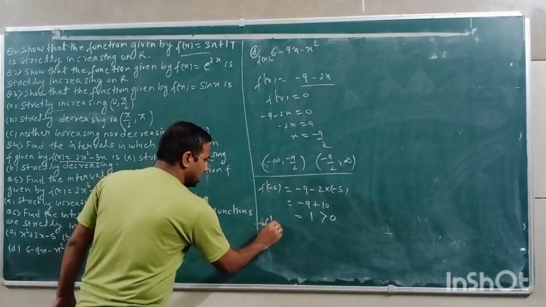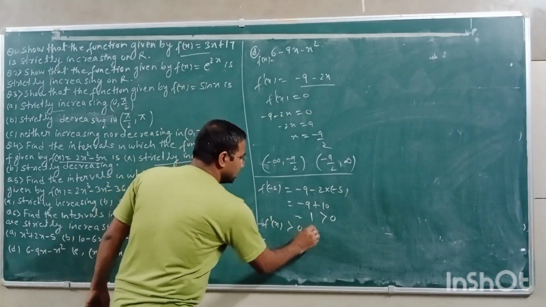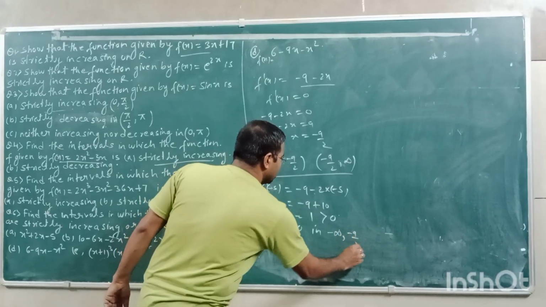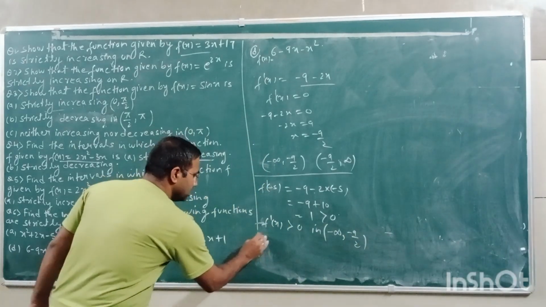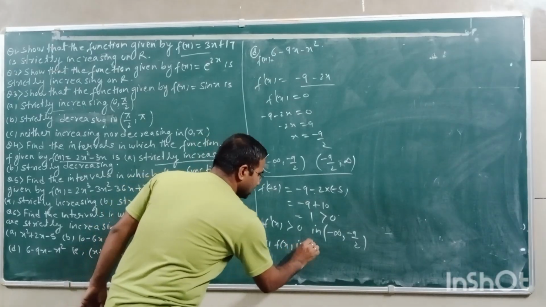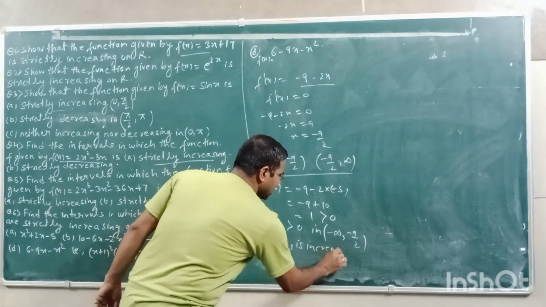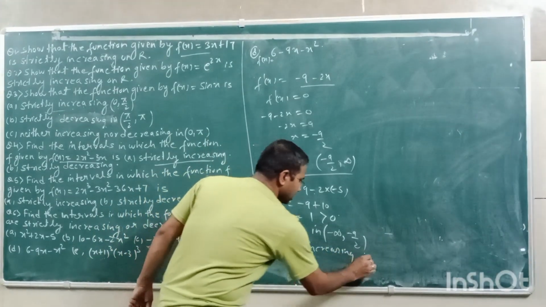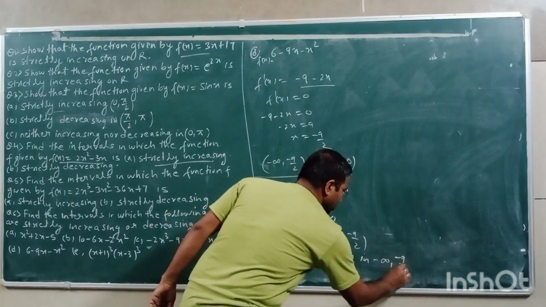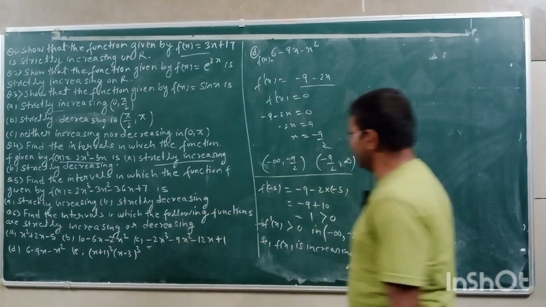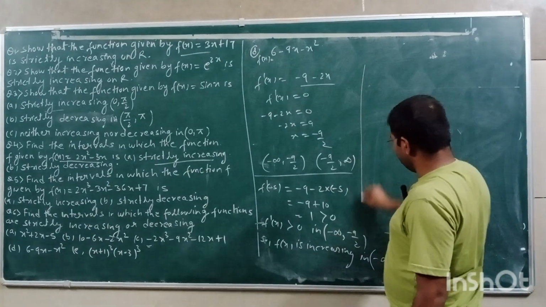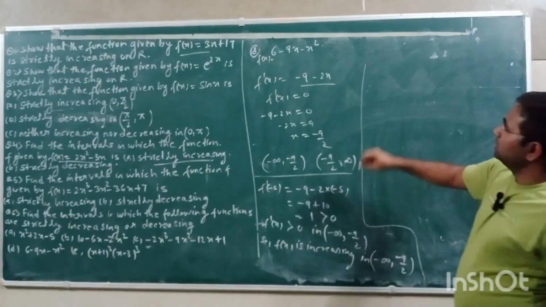Then you will write what? f'(x) is greater than 0 in the interval -infinity to -9/2. So see here, f(x) is increasing. So in this interval f(x) will increase, from -infinity to -9/2. In this way you will tell that f(x) will increase in this interval. Now let us see the other interval.